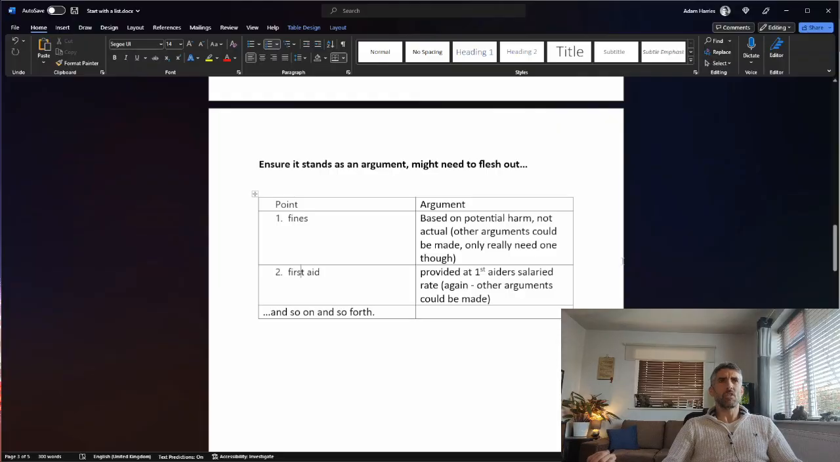Same sort of thing for the second point on the list. Don't just put first aid. It might not be obvious how that's going to cost the company money and how it can be expensive. Well, you could say the first aid is going to be provided by whoever the first aider is, at their salaried rate.